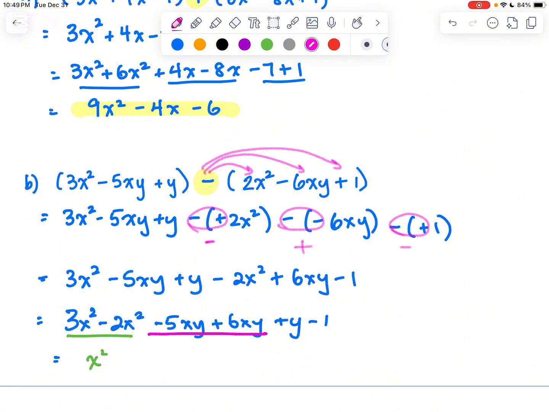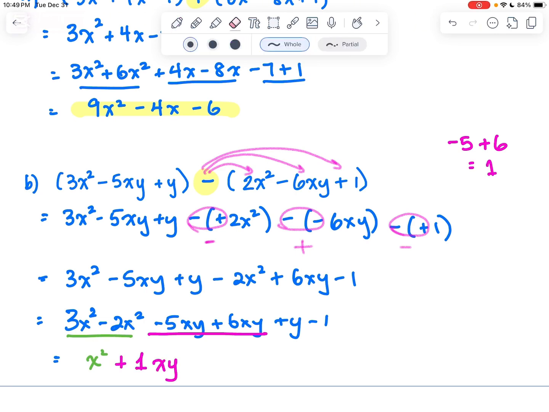Over here, I'm going to do my integers. So -5 plus 6 gives me +1. So once again, rather than writing +1y, I'm going to drop that +1. Sorry, I think I meant to say +1xy. This has no other like term like it, so it's on its own. Same thing with our subtract 1. So this is our final answer here.